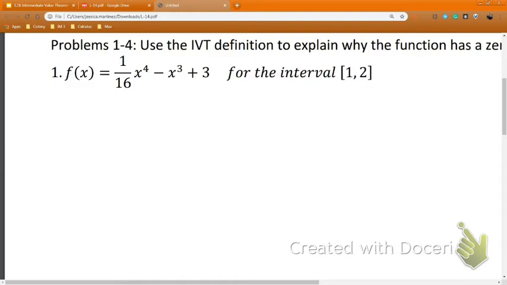The first thing we have to do in order for the intermediate value theorem to work is that it has to be a continuous function. So, that's my first question for you. Is this a continuous function? Yes. Why? How do we know it's continuous? It's a polynomial. Polynomial functions are all continuous functions.